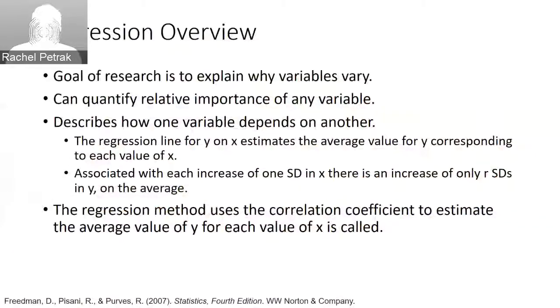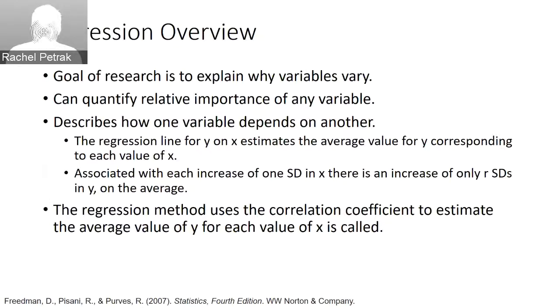The general goal of regression is to explain why variables vary. We can quantify the relative importance of any variable, but we get to this through the regression equation. Regression describes how one variable depends on another. Thus, the regression line is for y on x, which estimates the average value of y for each value of x. To put this in another terminology, we're regressing the outcome on the predictor.